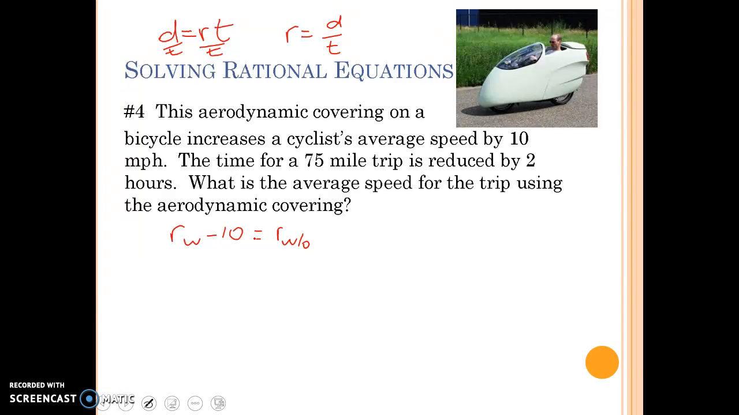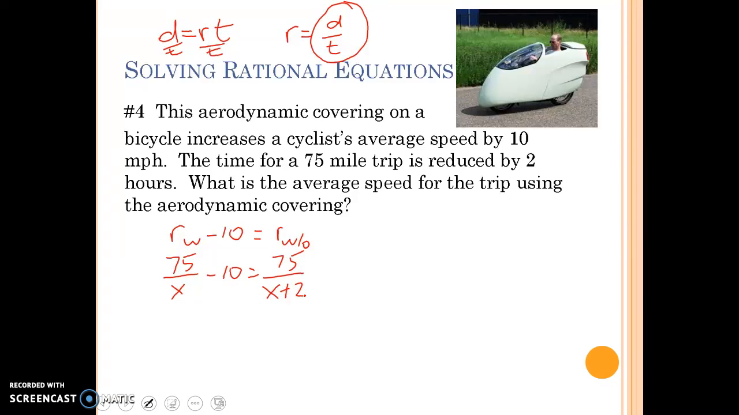And then I'm going to replace each of the rates with a distance. If I go 75 miles with the covering, and let's say I do that in x hours, minus 10, I can go 75 miles without the covering, but it's not going to be in x hours. It's going to be in x plus 2 hours because it's going to take 2 hours longer. And so I want to then solve this equation.